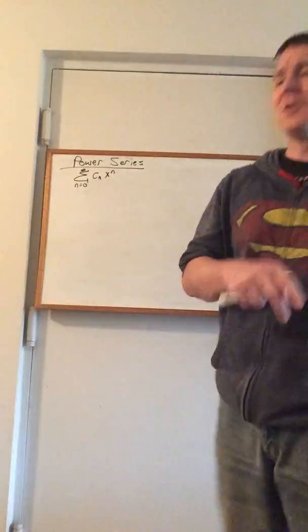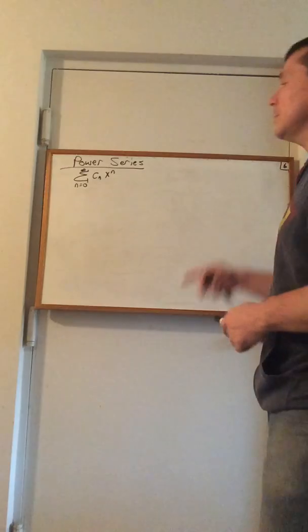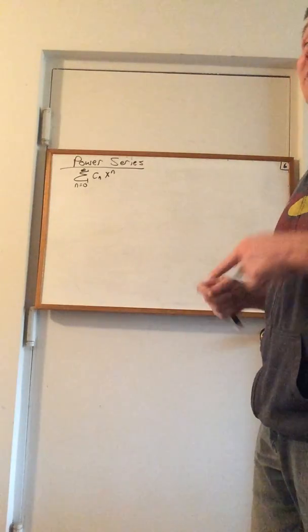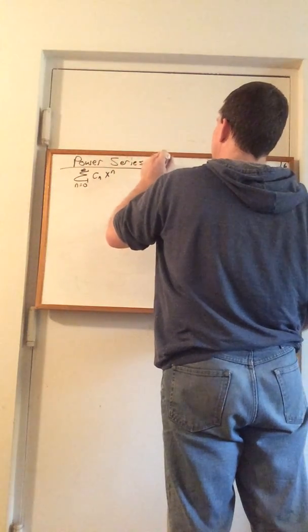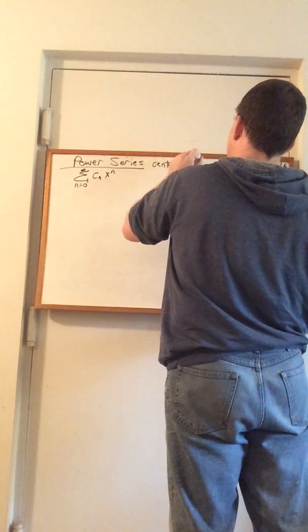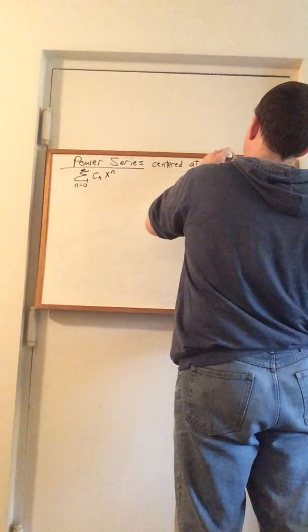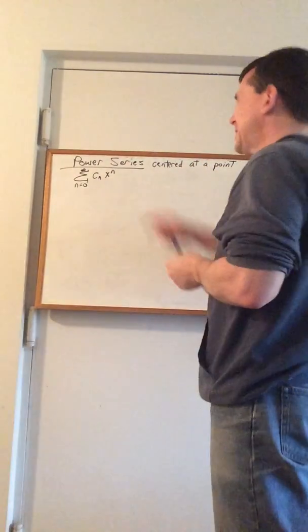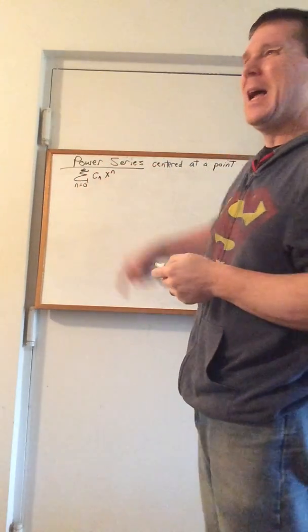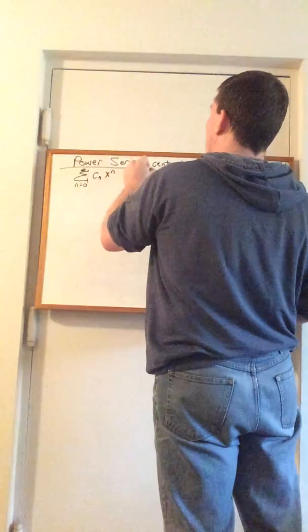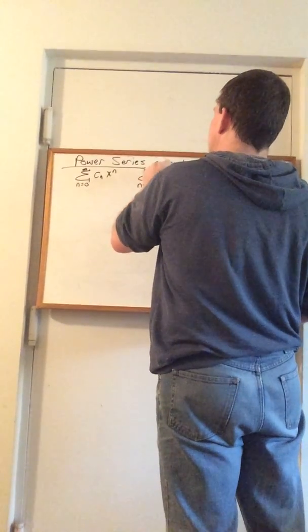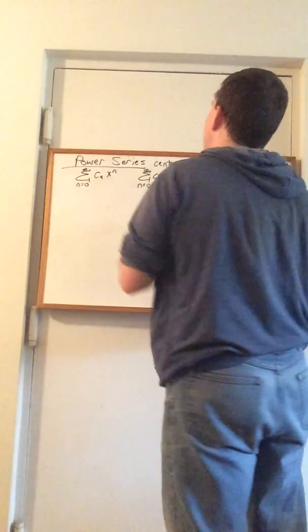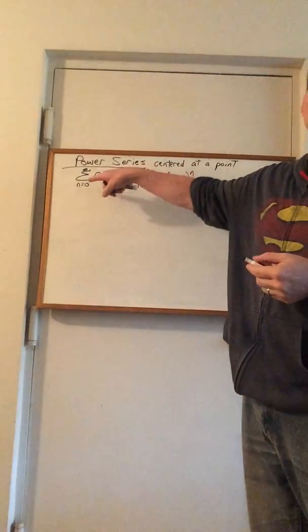Just to make sure we're clear on what's going on, there is a little bit that's important. When you have a power series, you actually say the power series is centered at a point. So this is one form of the power series, but it's actually a special case. The more general form is the series n equals 0 to infinity c sub n times x minus a to the n. Here, a is just equal to 0.